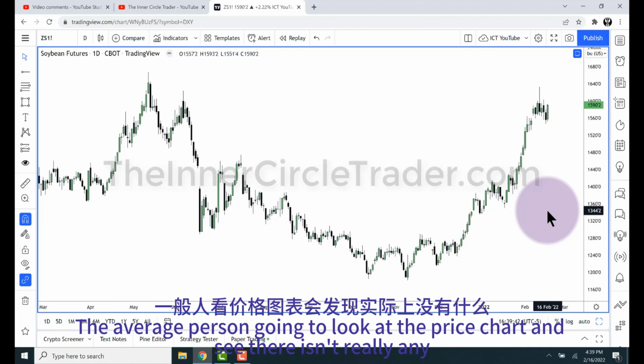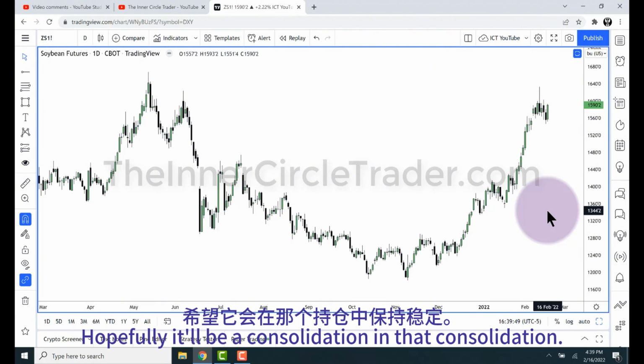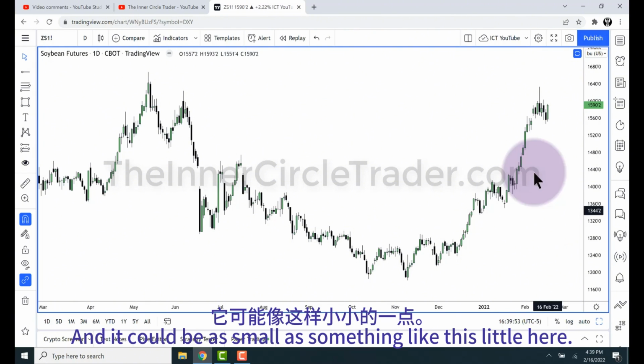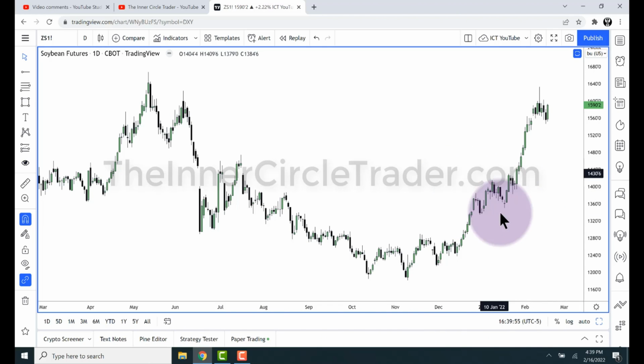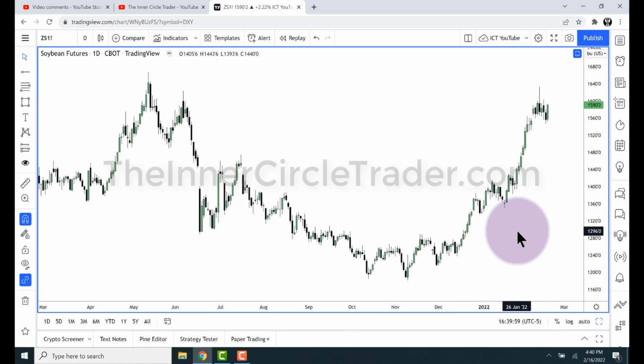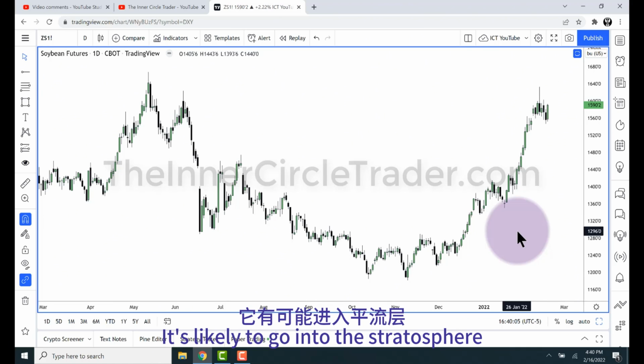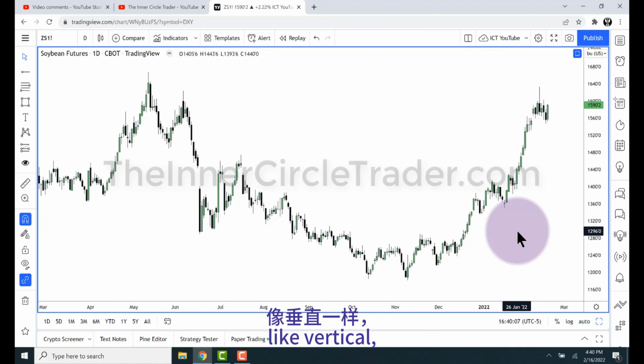The average person is going to look at the price chart and see there isn't really any reason to be trading it. But we'll be watching open interest. Hopefully it'll be a consolidation. In that consolidation, and it could be as small as something like this little here. And if we see a big drop down in open interest, that means commercials will be covering shorts. That means if they're covering shorts, they don't want to be short. Why? Because this market is likely to go into the stratosphere, like vertical.